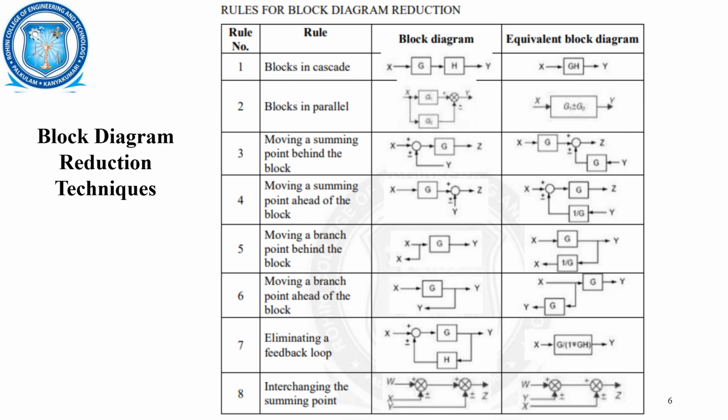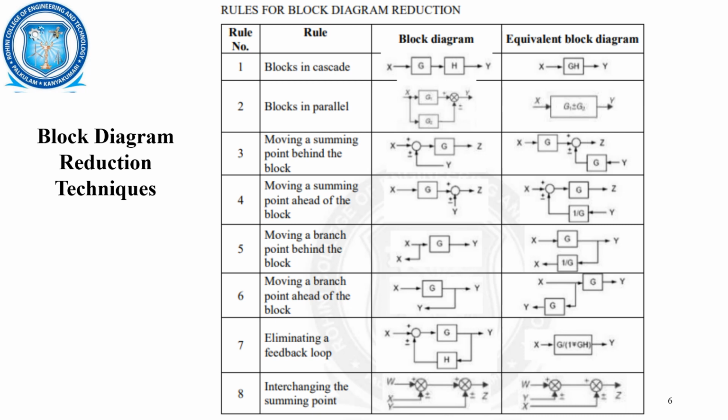So simply, while moving a summing point ahead of the block, you have to multiply the branch with g. The opposite: if you are moving the summing point behind the block, then you have to multiply with 1 by g. While you are considering the branch point, when you are moving the branch point ahead of the block, then automatically you have to multiply with 1 by g, and if you are moving the branch point behind the block, then you will be considering the multiplication of g in the branch.